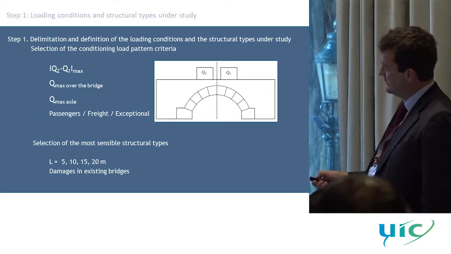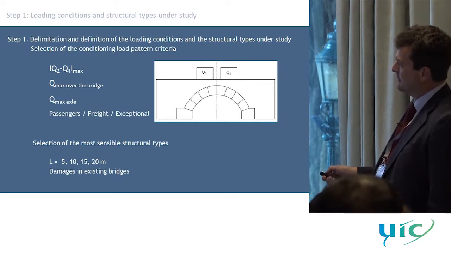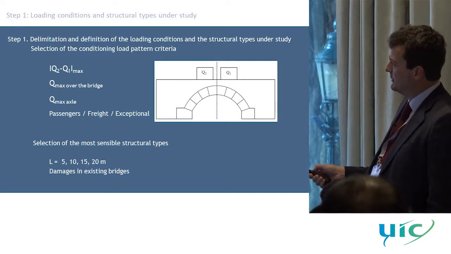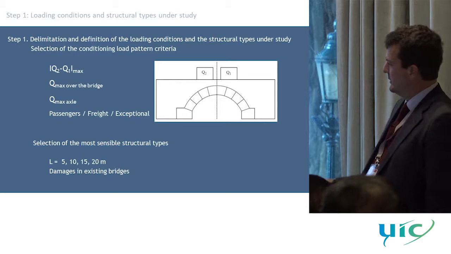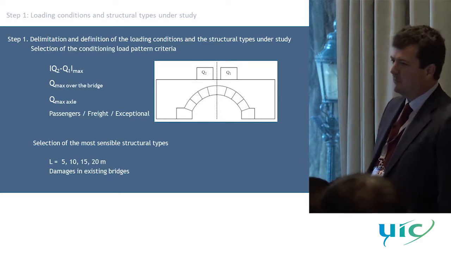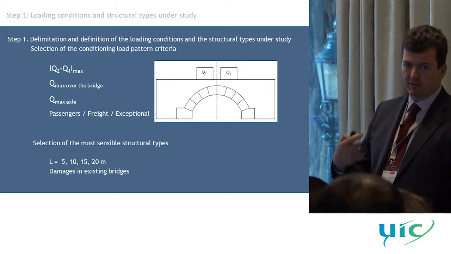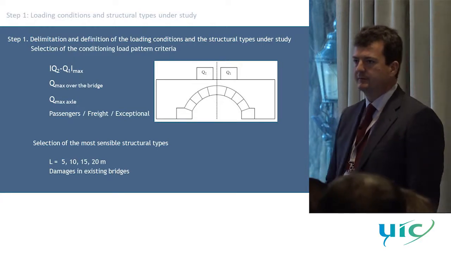And we ended with these three: the maximal axle load, the maximum load over the bridge, and the maximum difference between one half and the other one. And then we had a look at all of the trains, well, not all, but a lot of the trains that we have in Europe, paying special attention to passengers, freight, and exceptional convoys.